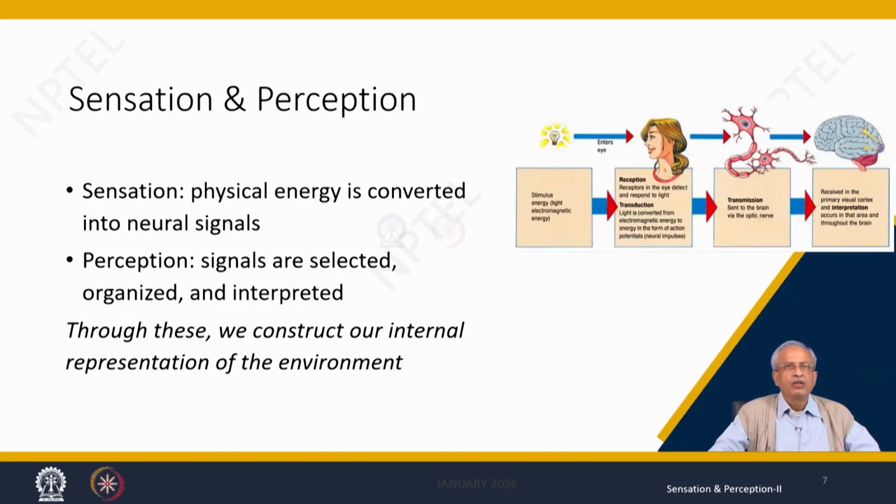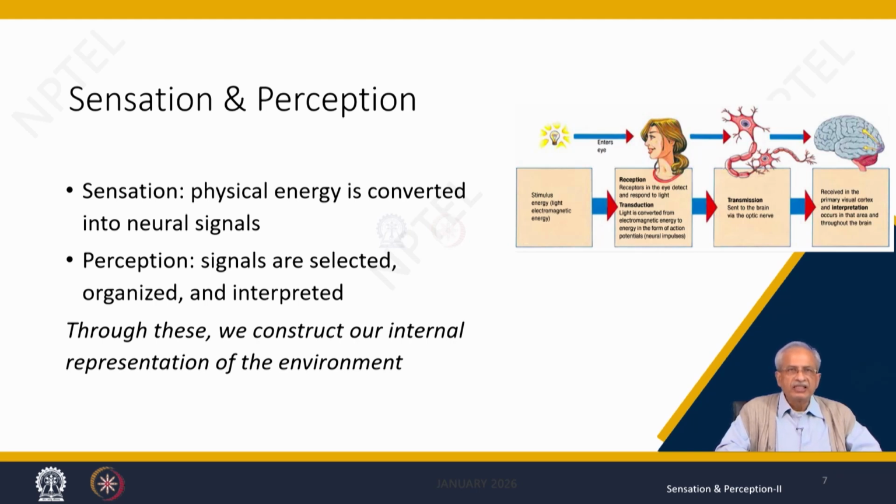Let us try to understand what we mean by sensation and perception. Sensation, as I said, is a physical energy which is converted into neural signals. That is, if I see something, it is electromagnetic energy which enters our eye, and through action potentials in neurons it reaches the visual system in the brain. There it is represented, transformed, and then we see what we are actually looking at. So, when physical energy is converted into neural signals, it is called sensation.